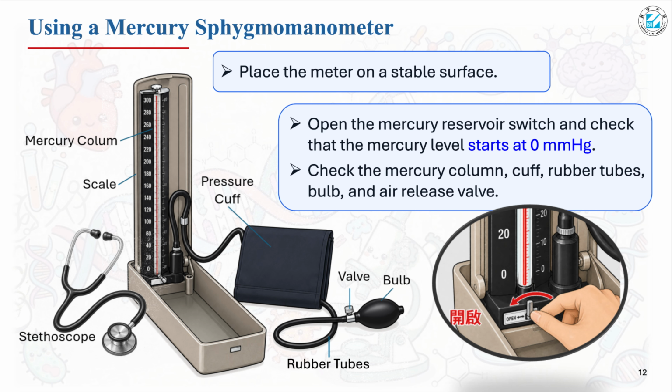Next, check the mercury column. It should be continuous. If the mercury is broken or separated, do not use the device. Then, check the cuff, rubber tubes, and the ball. Make sure there is no air leakage, clotting, or loose connection. Finally, check the air release valve. This should be closed tightly and open smoothly. This helps control pressure during measurement.